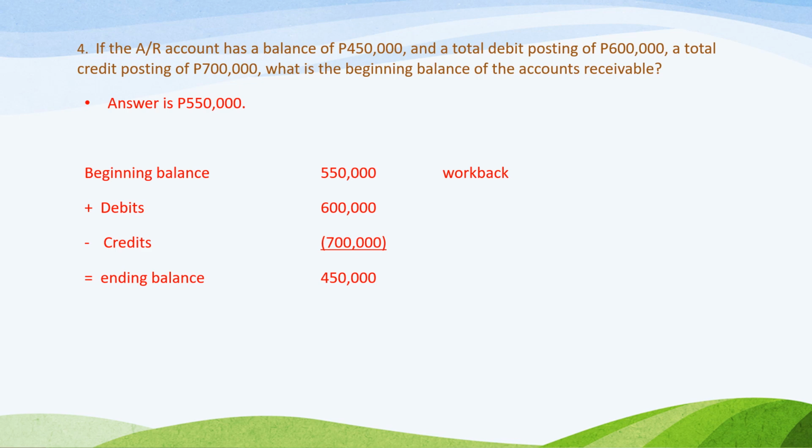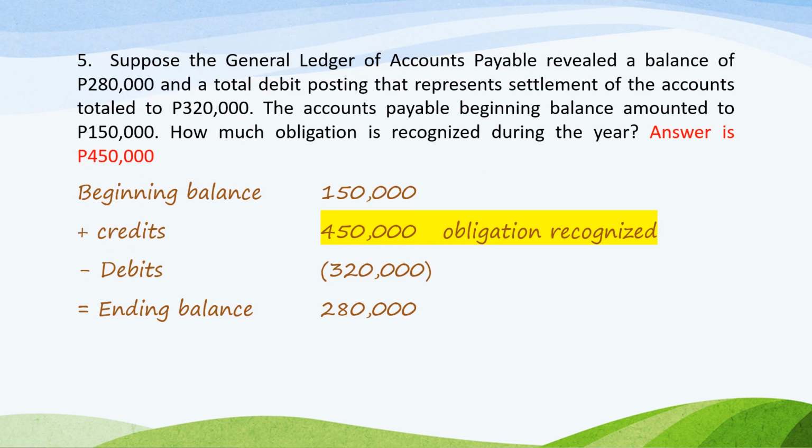So, to arrive at the beginning balance, we will just work back, or mathematically reverse the operation. From the ending balance, we have 450,000. The 700 is added because it is actually a deduction in the formula. So, to get the beginning balance, reverse the mathematical operation. So, 450,000 plus 700,000 minus 600,000 of debit is equal to 550,000. So, the answer is 550,000 beginning balance. Number 5.